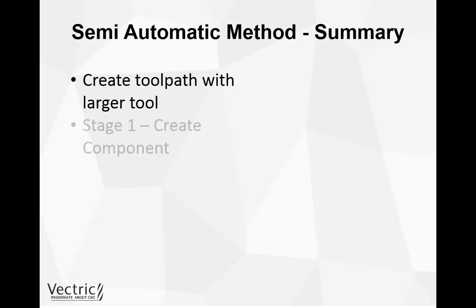So then there's the semi-automatic method, which is what I'm about to demonstrate to you in the software. But first I'm going to run through the technique with you in this presentation. First of all, we need to create a toolpath with a larger tool, and then we go into the 4 stages of the semi-automatic method of REST machining, where we first create a component which is going to be the difference model between what we actually machined and what we wanted to machine.